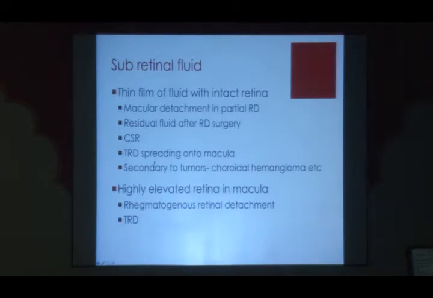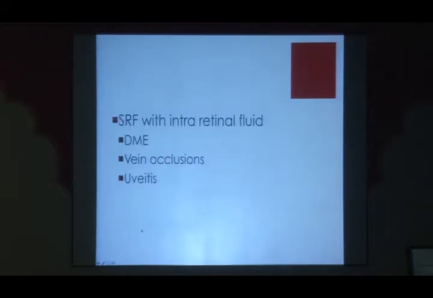A TRD that spreads into the macula, very often you can see the acute spike in the retina just beyond the macula where the fibrotic tissue is pulling on the retina, and then it comes down in a concave fashion, unlike a CSR or rhegmatogenous detachment where it's more convex. Secondary to tumors also you can have fluid, the hemangioma can be anywhere, and you can have a serous detachment. There can be highly elevated retina in the macula due to TRD and RRD, which I have already alluded to.